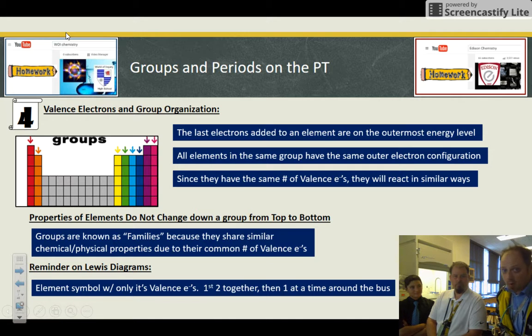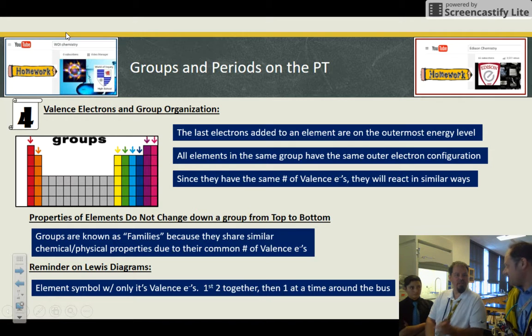Remember, groups up and down, periods left and right. Each one has its own properties related to it. If you tell me group number and period number for an element, I can instantly tell you how many valence electrons and electron shells it's got, because I know the pattern. Group is the number of valence electrons, excluding the transition metals. Period is the number of total electron shells.